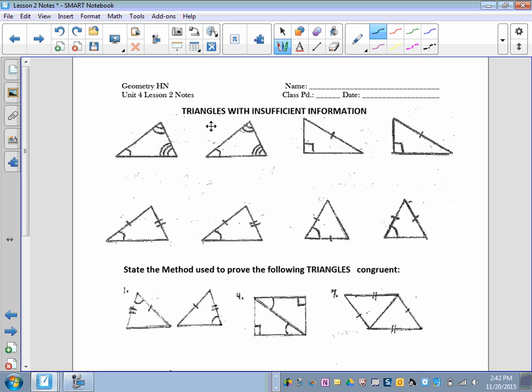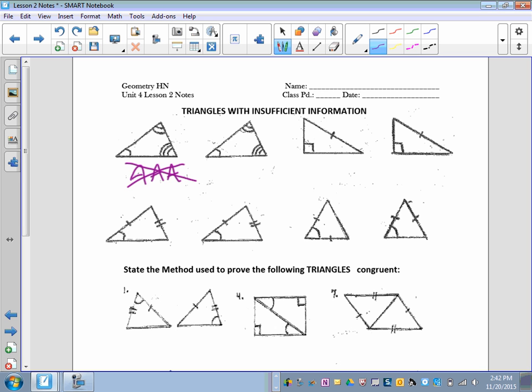Okay, so now it's triangles with insufficient information. Showing you some things that might happen that you would be quick to think, oh yeah, they're congruent, but they're not actually because we don't have enough information. What's wrong with the first one? It's all angle, angle, angle. That's not okay. We don't know anything about the lengths of the sides.